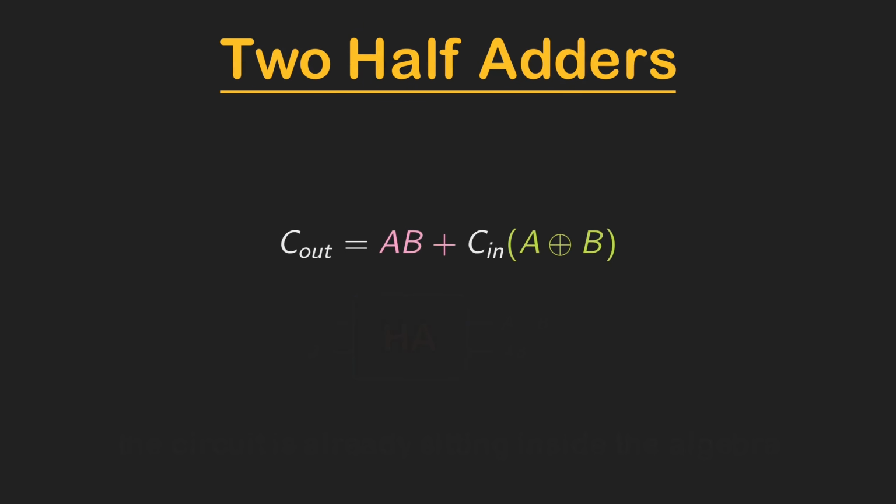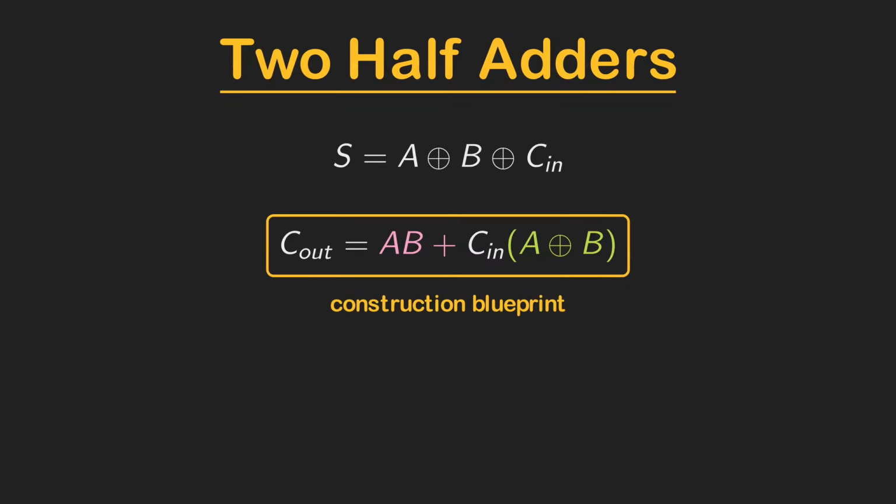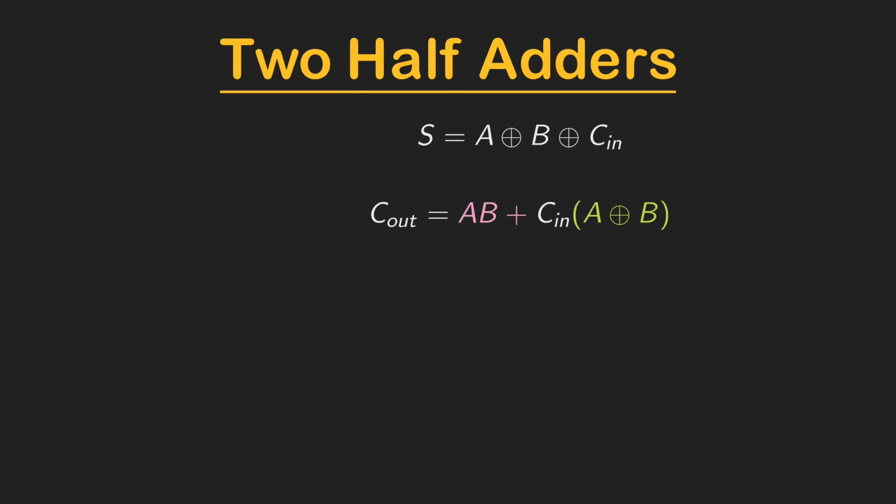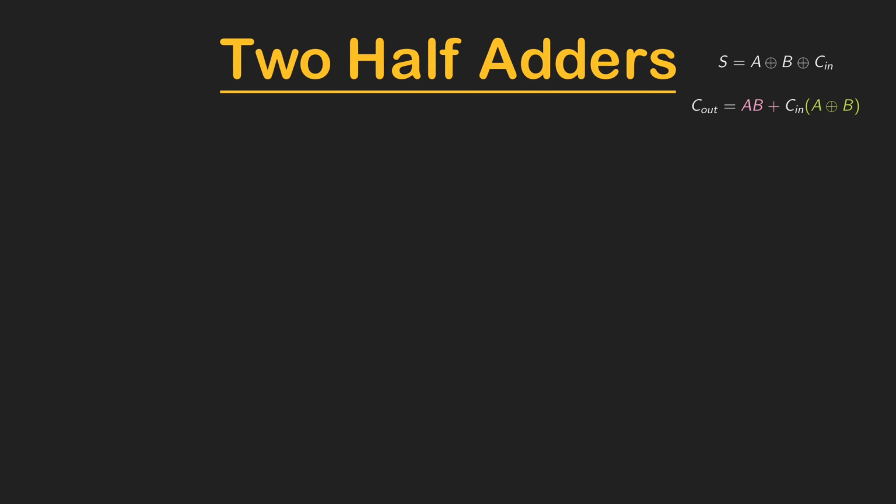The takeaway. Sum equals A XOR B XOR carry-in. Carry-out equals A and B, or carry-in and A XOR B. And that second form is a construction blueprint. Everything we've done so far leads to the construction in the title: a full adder made from 2 half adders and 1 OR gate. Let's read it straight off the equation.